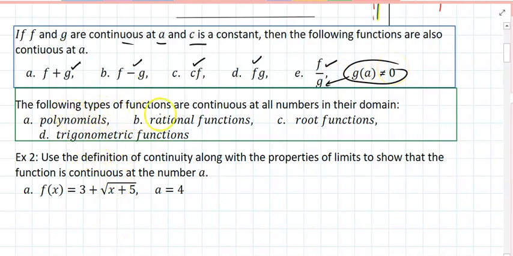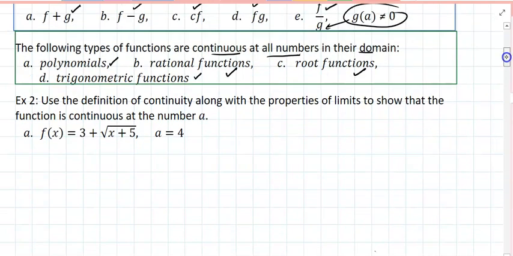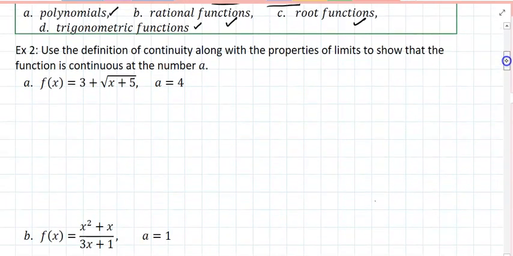The following types of functions are continuous at all numbers in their domain. All polynomials are continuous. All rational functions are continuous where they're defined. Root functions are continuous where they're defined, and trig functions are continuous where they're defined. So if a problem says justify, all you have to do is say this is a rational, this is a root, this is a polynomial.